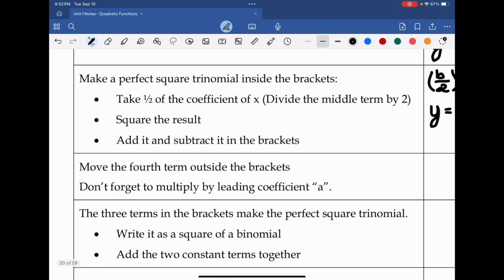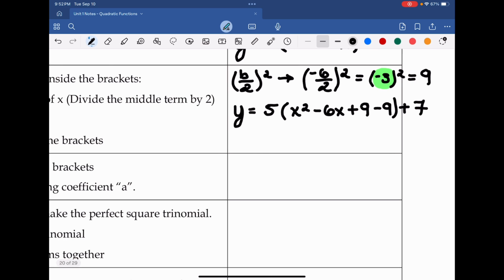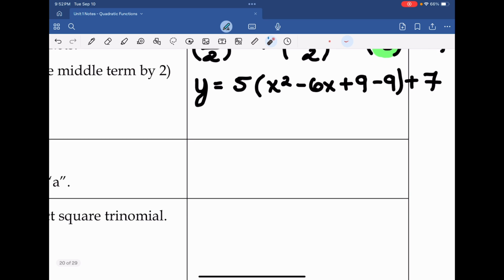Now we move on to the next piece, which says move the fourth term outside of the brackets. Don't forget to multiply by a. Here's what they mean. To form this as a perfect square trinomial, we need to remove this negative 9 here. But in order to take it outside of the brackets, we must multiply by 5, because technically 5 is being multiplied to all of these terms here. So I'm going to multiply negative 9 times 5 and put that on the outside here.